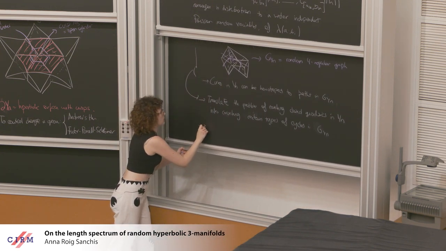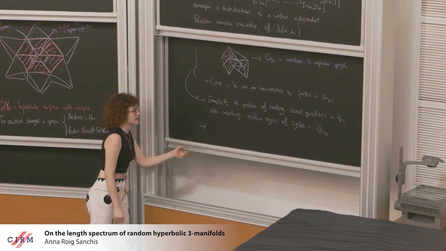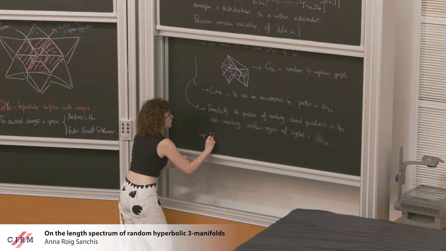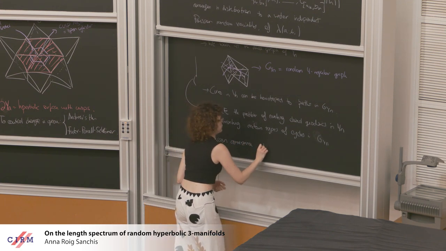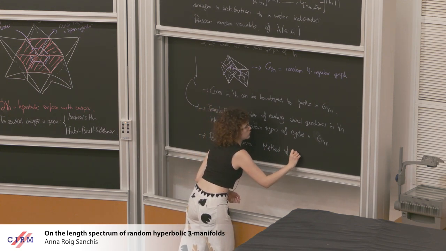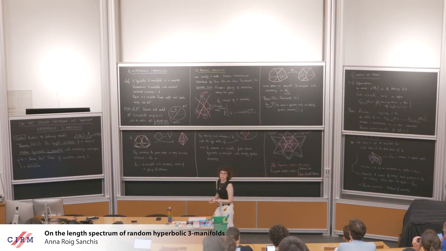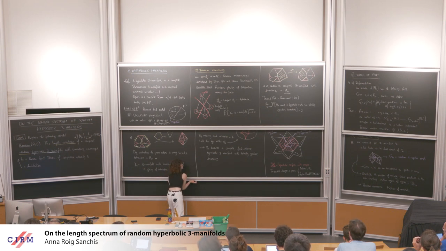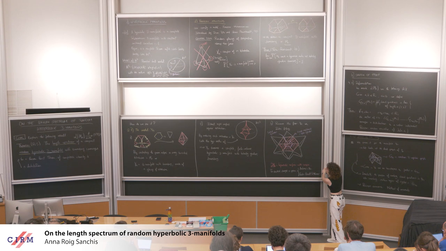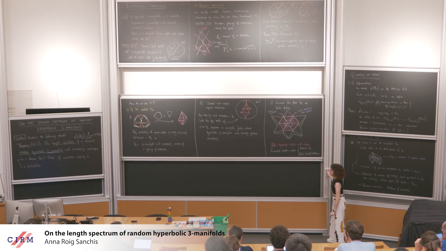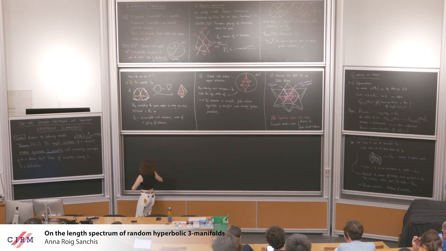And then, finally, because I don't have much time, in order to get this convergence in distribution, we use a classic method in probability, which is the method of moments, for the Poisson convergence. All right, so this will be the first step of the proof.